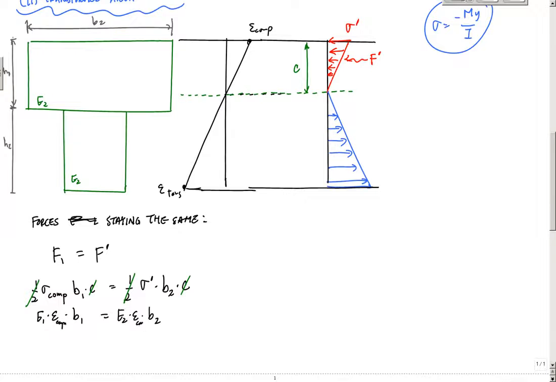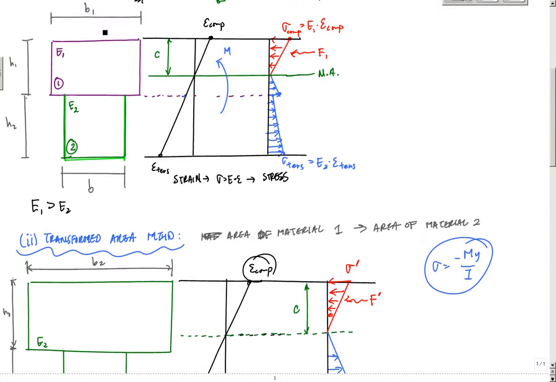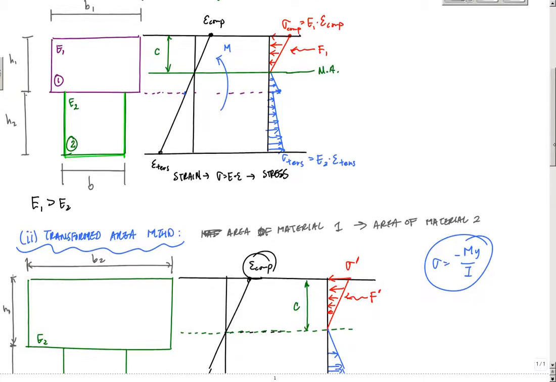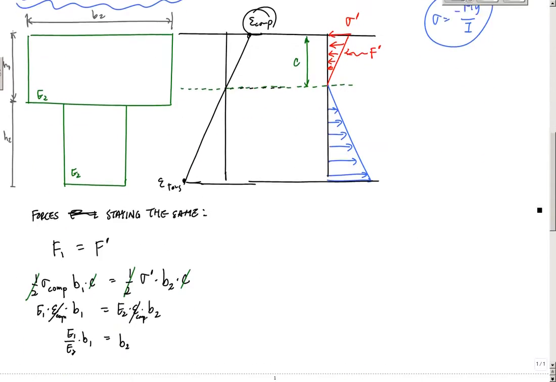And the strains, because my strain profile hasn't changed, this is my strain in compression, this value right here. Those strain values don't change. The strain profile has no change whatsoever. So it cancels here. And that tells me that B2 would be equal to E1 over E2 times B1. And if I want to transform this old B1 into B2, this new width B2 is equal to this old B1 times E1 over E2.